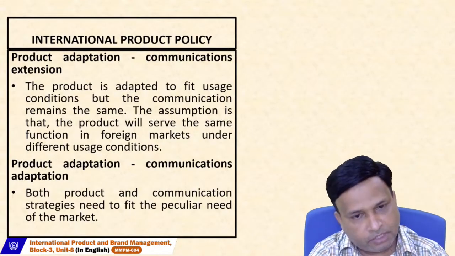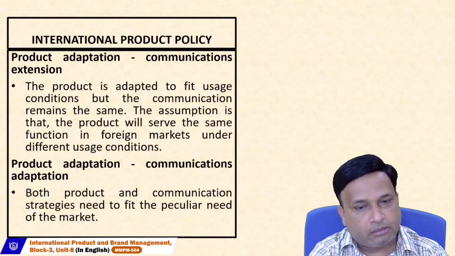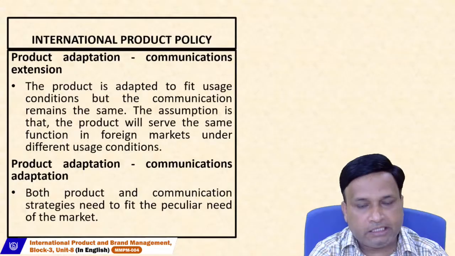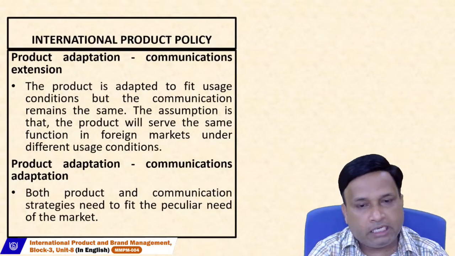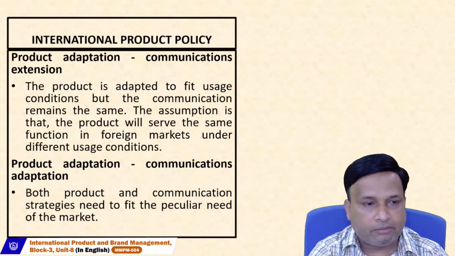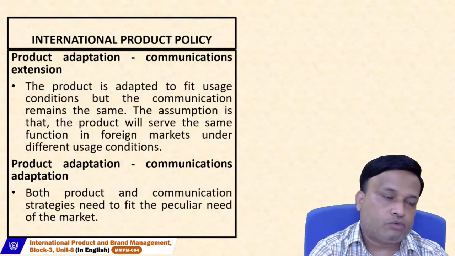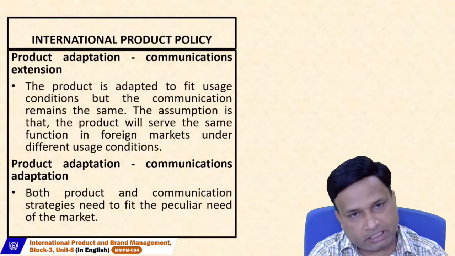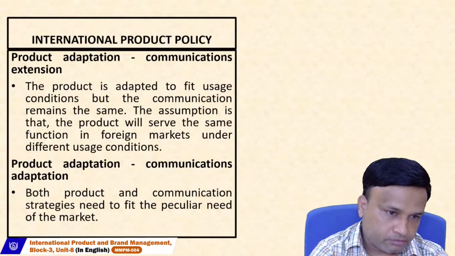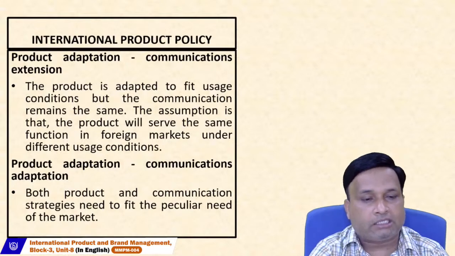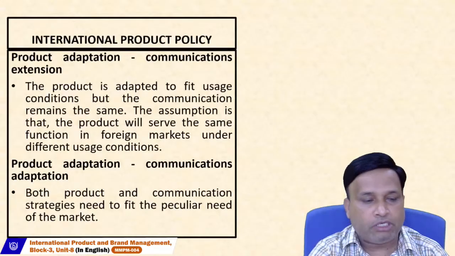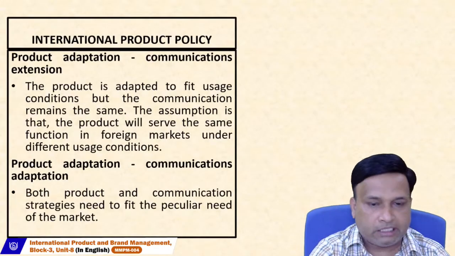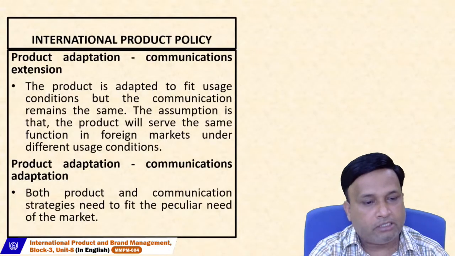When you talk about refrigerators or washing machines, companies like Haier, LG, Samsung introduce the same product, but they try to communicate it as a luxury one. They try to communicate a different product in the other market. That is why they are going for product adaptation and communication extension. In product adaptation and communication adaptation, you are changing both. The product is a new product altogether, and the communication is altogether new, to fit the particular market.